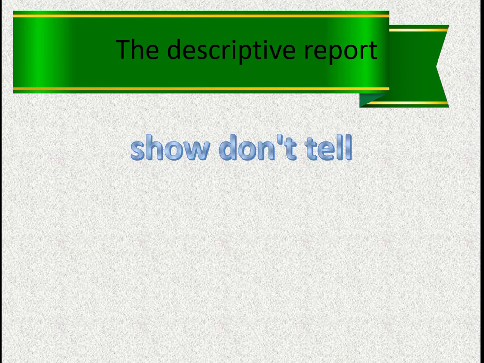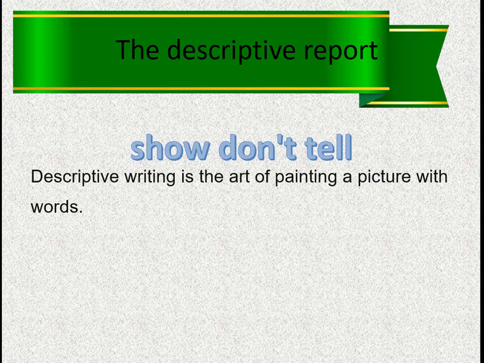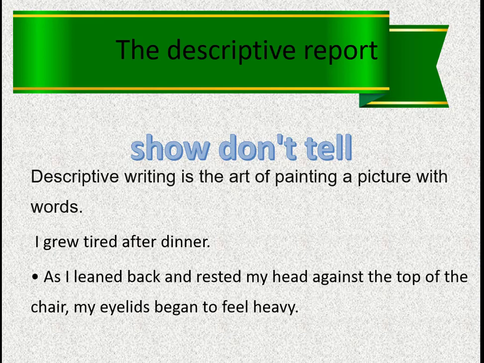Show and don't tell. Descriptive writing is the art of painting a picture with words. We are not dealing with words here. We are trying to create an image through our words. When we say, I grew tired after dinner, this is the direct meaning. I told the message here directly.